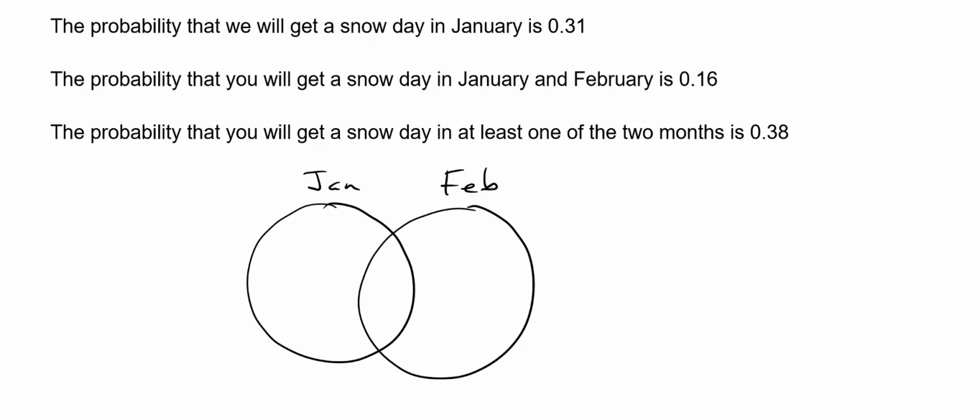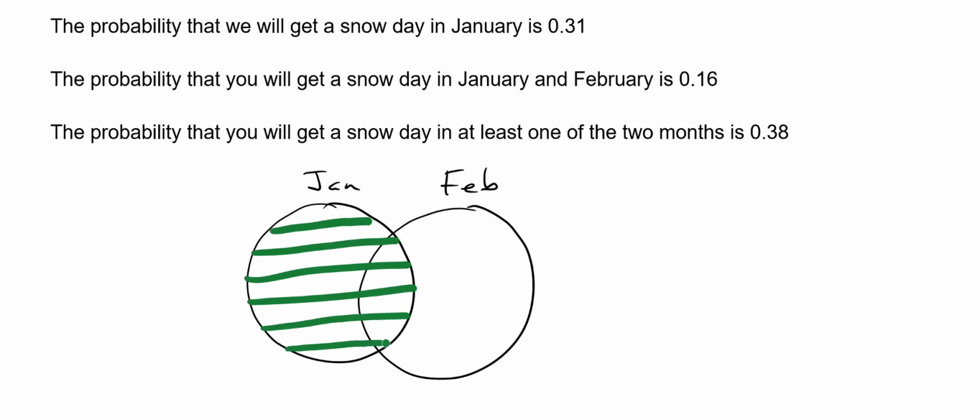So let's do the probability of getting a snow day. Probably getting a snow day in January is 0.31. So again, that's January is 0.31. It doesn't say just January, it says January. So we're going to make it a little bit thicker here now, just so you can easily see it. So it's January, so it's the whole thing, and that is going to be 0.31. So that's January, not just January. So that's the whole thing.